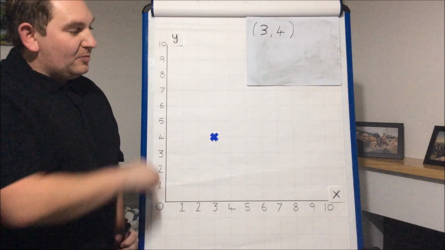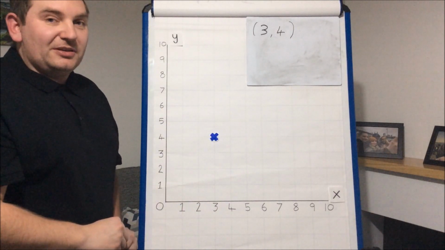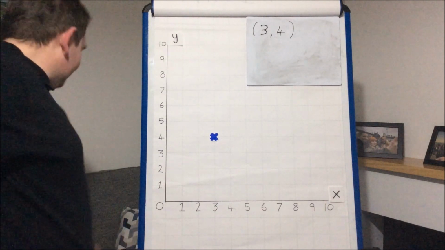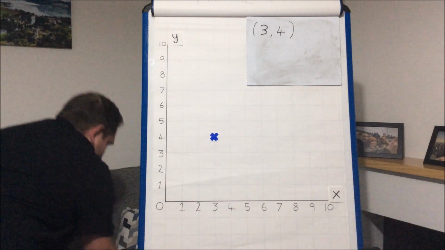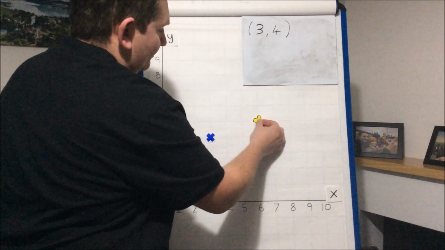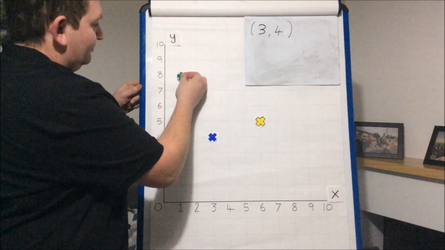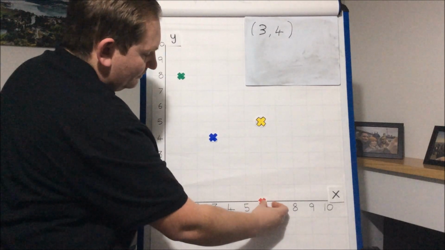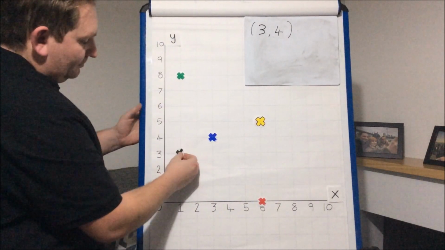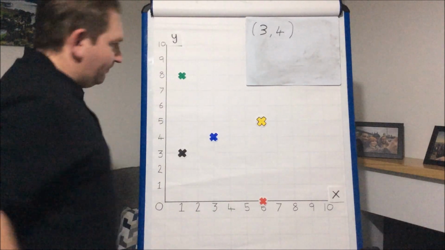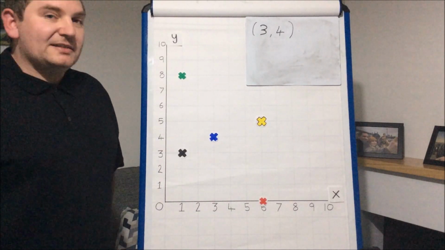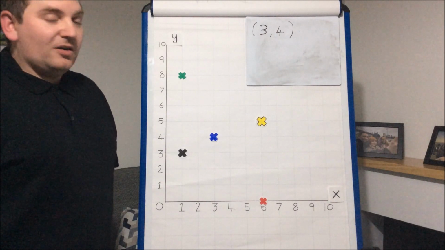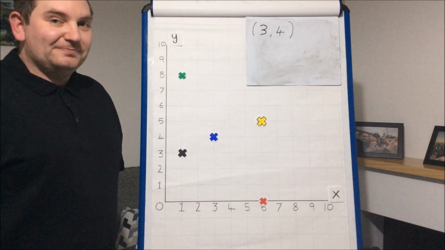I'm going to place a few more crosses on the quadrant, and I would like you to pause the video again and have a think about what those coordinates are. Okay, so there are 4 more crosses on that quadrant. Have a think, what are the coordinates, and you can pause the video now.